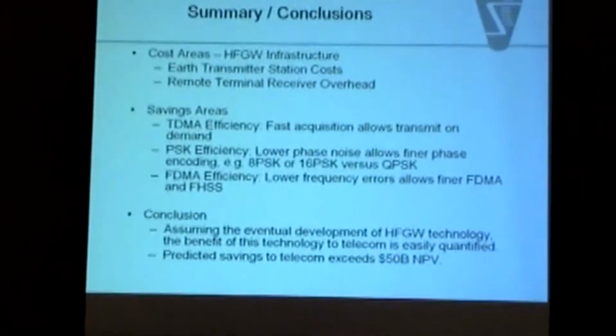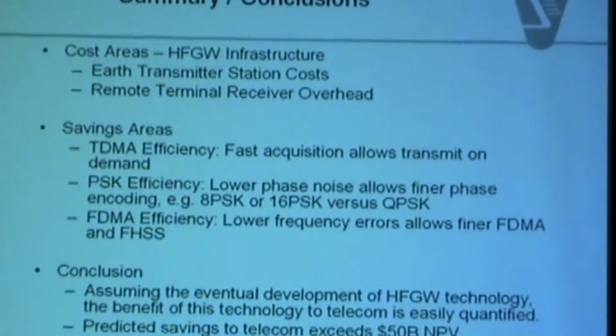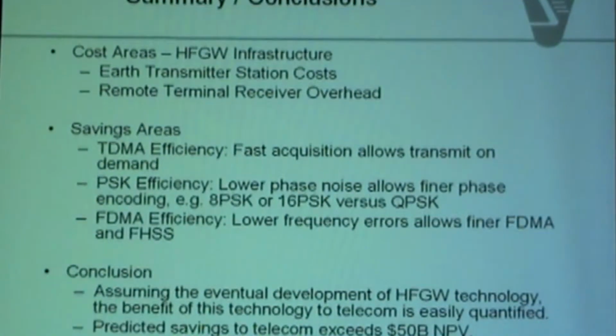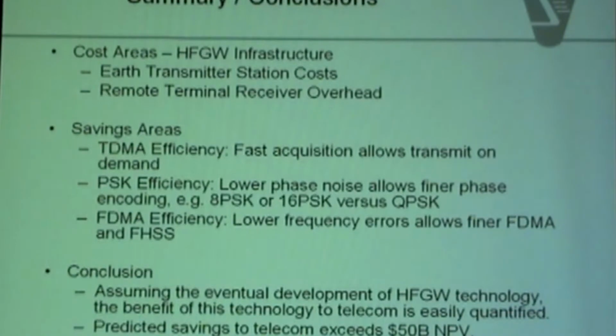So overall, we have the cost areas of high-frequency gravity infrastructure, which is the Earth transmitter station cost and the remote terminal receiver overhead. We had savings areas for the TDMA efficiency, the PSK efficiency, and the FDMA efficiency. And we can conclude that assuming the eventual development of high-frequency gravity wave technology, the benefit of this technology to Telecom is easily quantified. This predicted savings to Telecom exceeds $50 billion in present value, and we view our value estimation as sufficiently conservative, supportable, and transparent to merit serious ongoing dialogue regarding commercialization of such a technology.